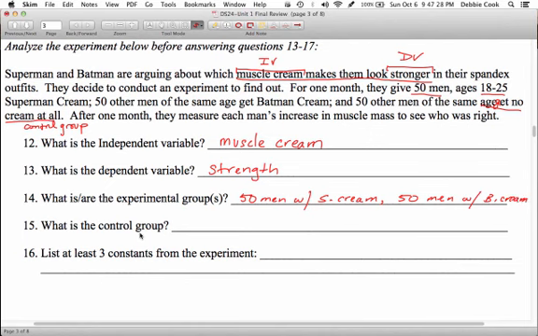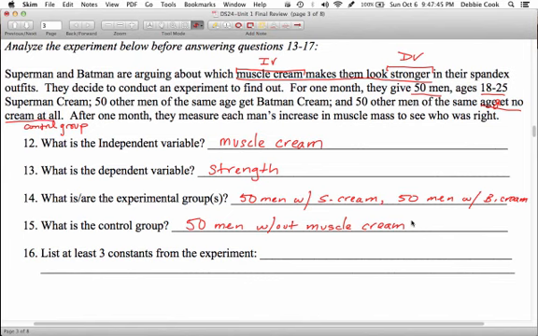Next, it's asking, what is my control group? And my control group, I've already identified, it's the group of men, 50 men, who do not get any cream at all because that's the normal. So it's going to be 50 men without muscle cream.